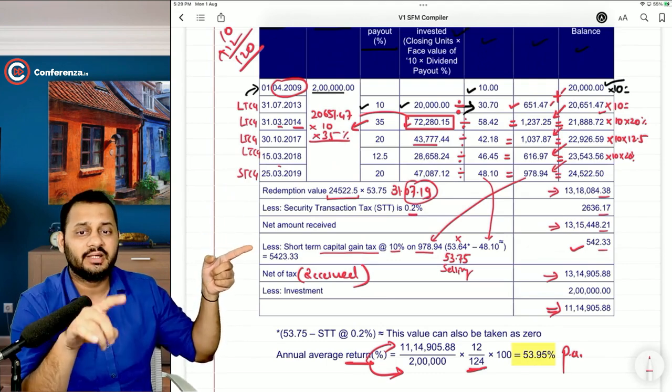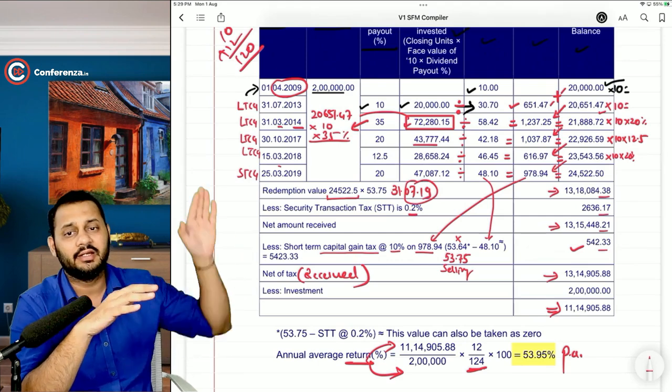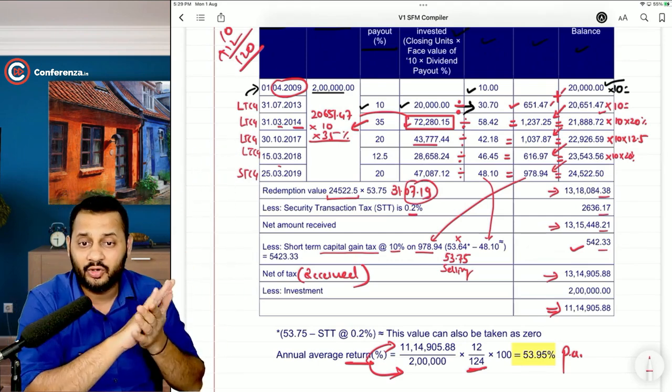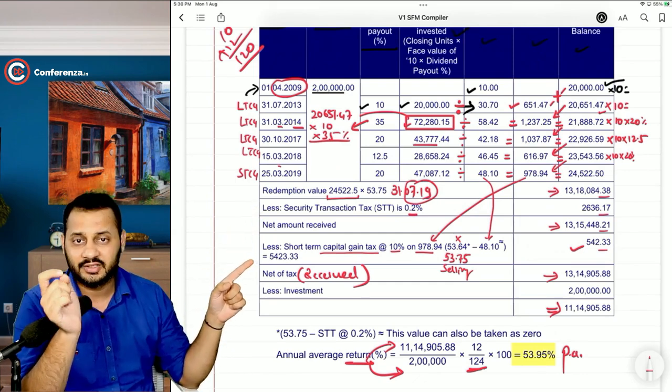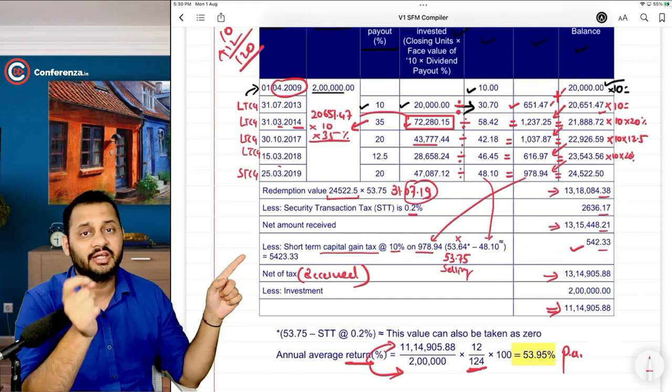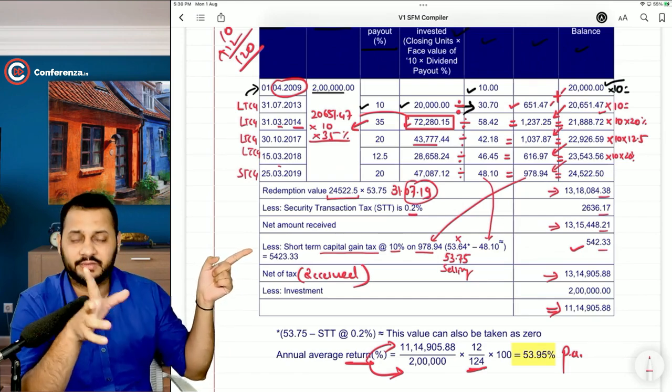Also, the point to remember is that while calculating the short term capital gain tax or long term capital gain tax, you do not get the deduction of securities transaction tax. So the institute should improve their answer. Instead of taking 53.64, they should take 53.75 in this calculation.